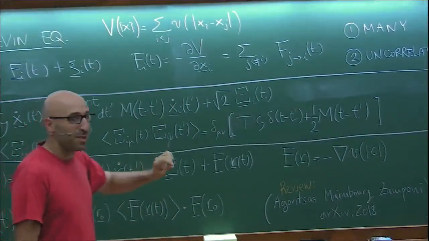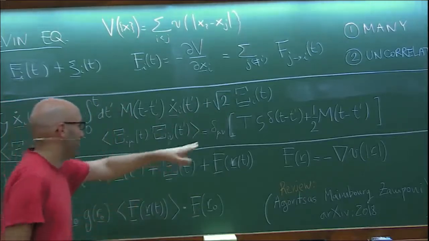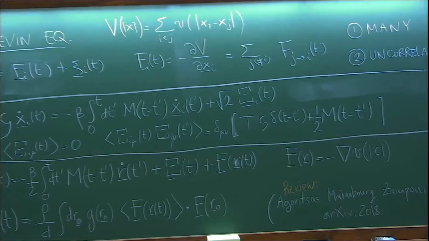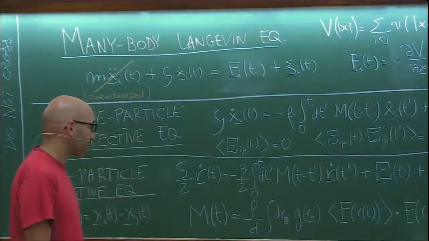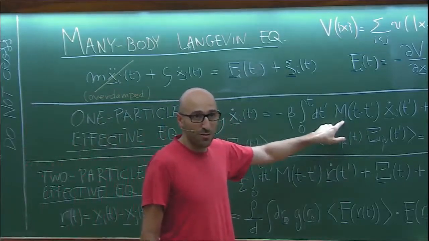I changed a little bit the notation and introduced this square root of 2, and divided by 2 here, but it's the same story. So this equation holds for one particle, and essentially for each particle in the fluid. Okay, so it's one representative particle that describes any particle in the fluid. Okay, but then we still need to find an equation for this kernel.